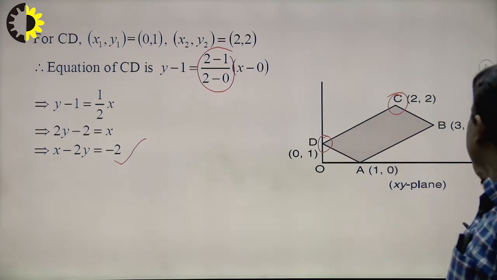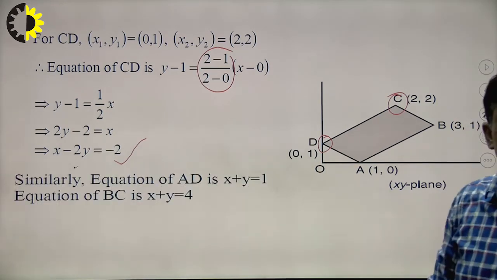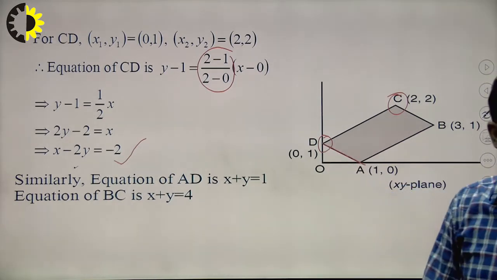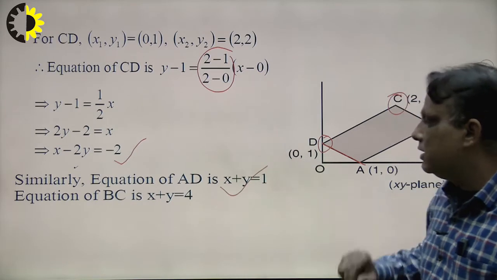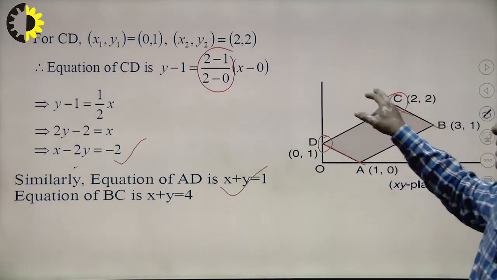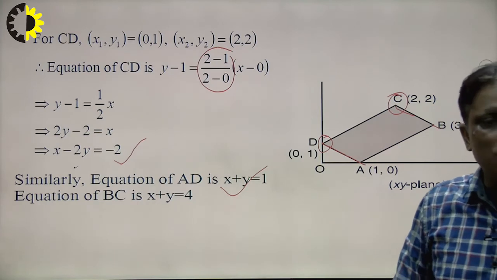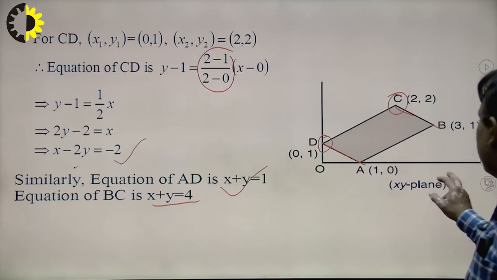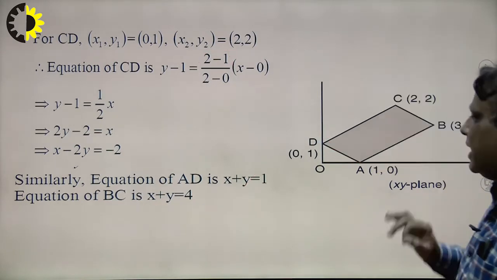In the same way, suppose I want to calculate this line. This is the intercept form, 1 by 1, so this will be x plus y is equal to 1. In the same way, what will be the equation of the line on this side? This is the intercept form divided by 2, so this will be x plus y is equal to 4. So in this way we can find all our equations here, right.